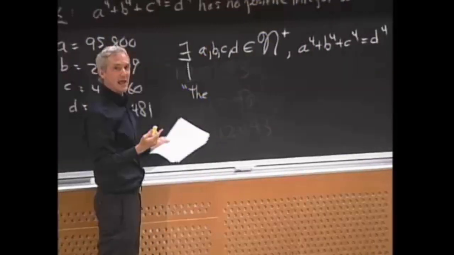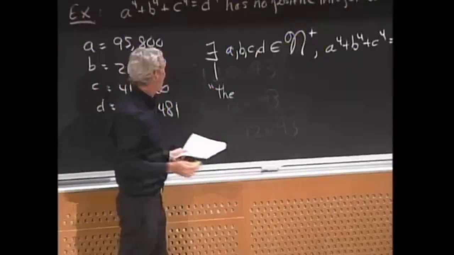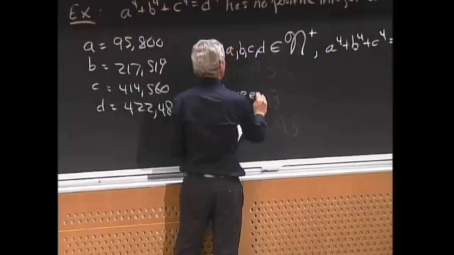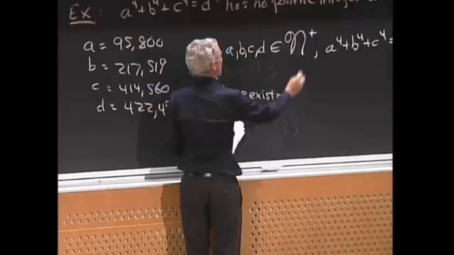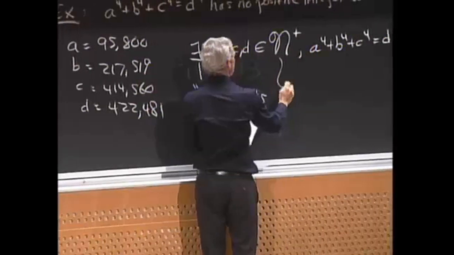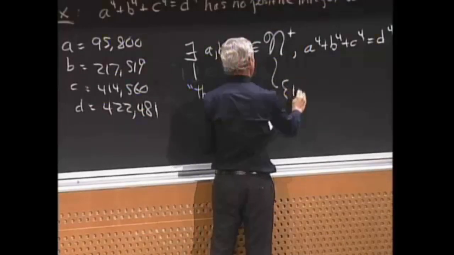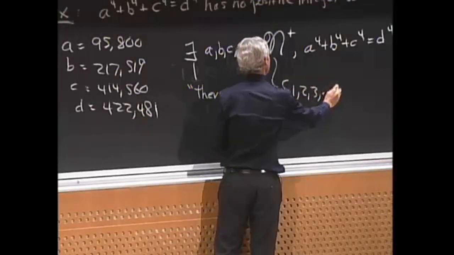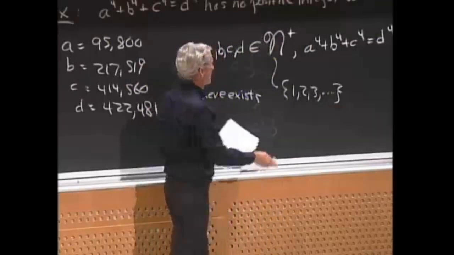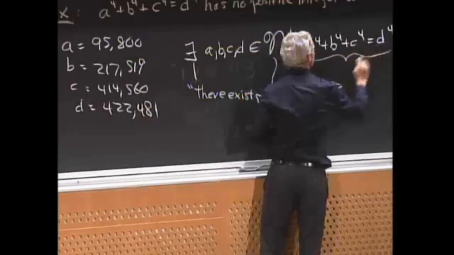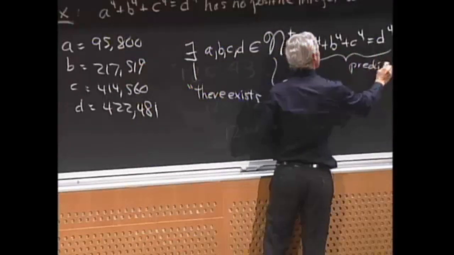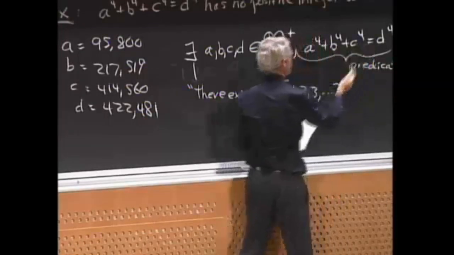All right, I used a new quantifier here called there exists. Instead of an upside down A, it's a backwards E. Don't ask me why. That's what it is. The plus means you can't have 0 or negative numbers, so these are the positive natural numbers. And here's your predicate, which, of course, the truth of this depends on the values of A, B, C, and D.